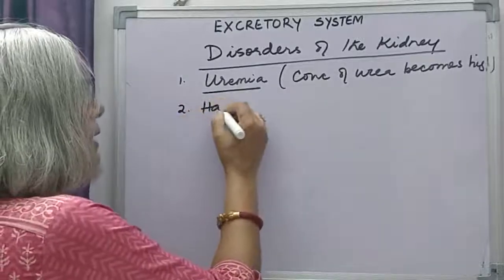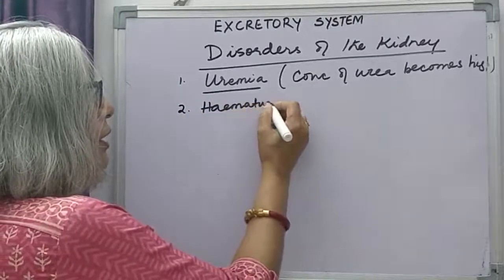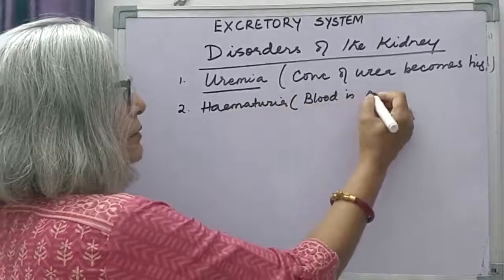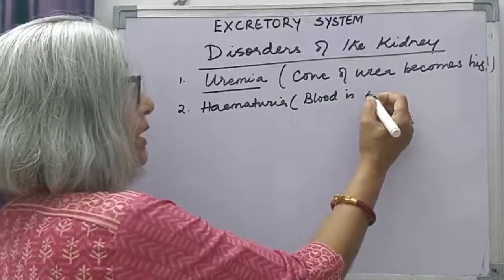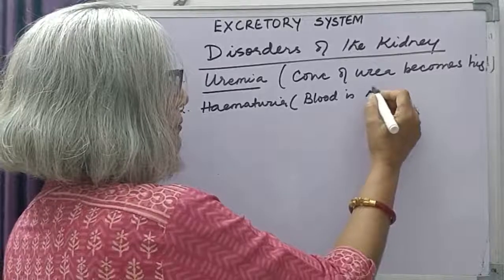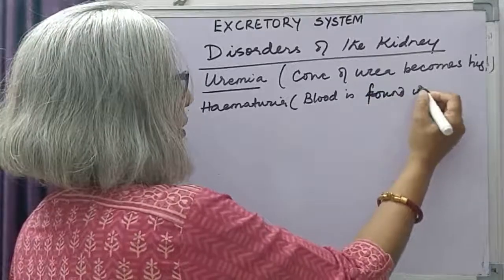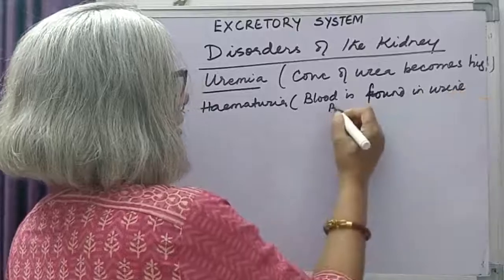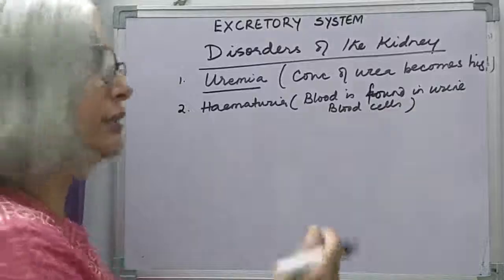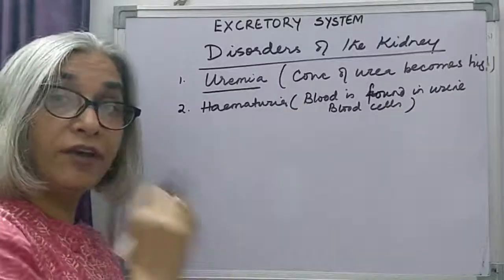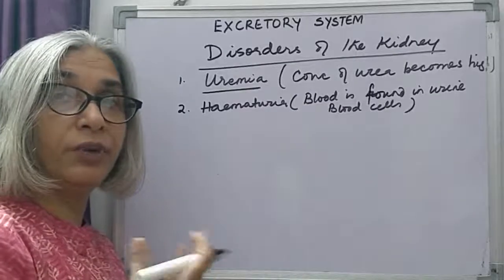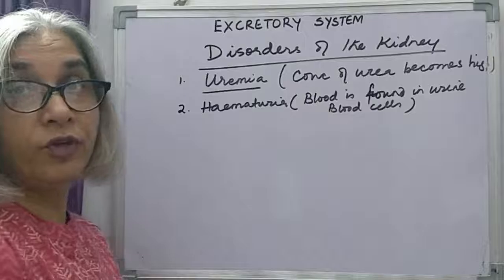Then another problem is hematuria, in which blood or blood cells come out with urine. Blood is found in urine. That is, the blood cells get filtered, which should not be the case. This is because of infection in the kidneys, which can be due to high fever, virus, bacteria, or infection of the urinary tract.